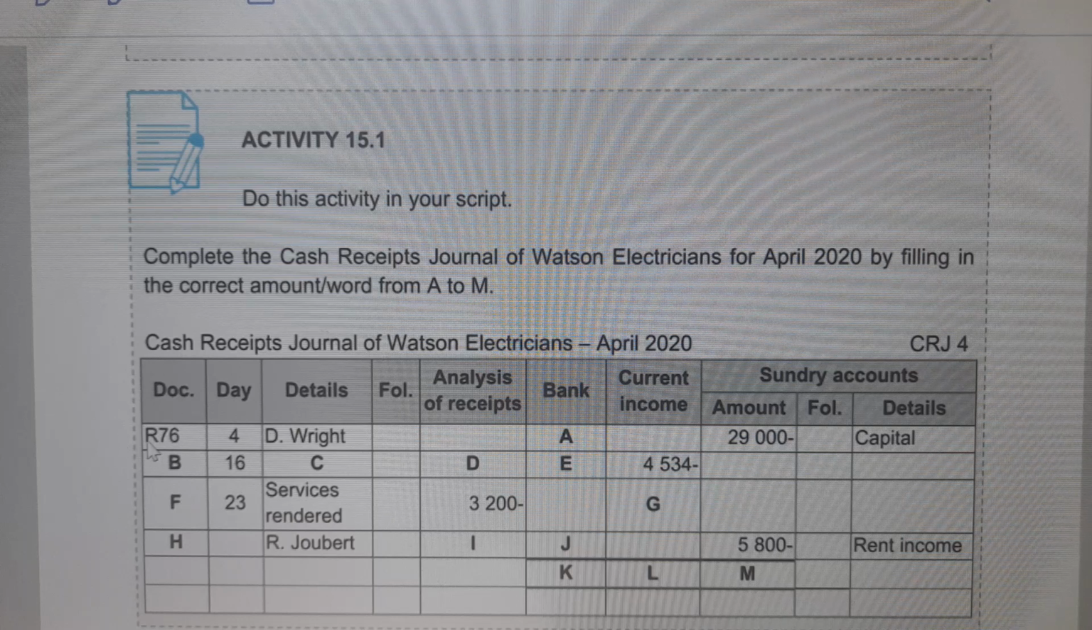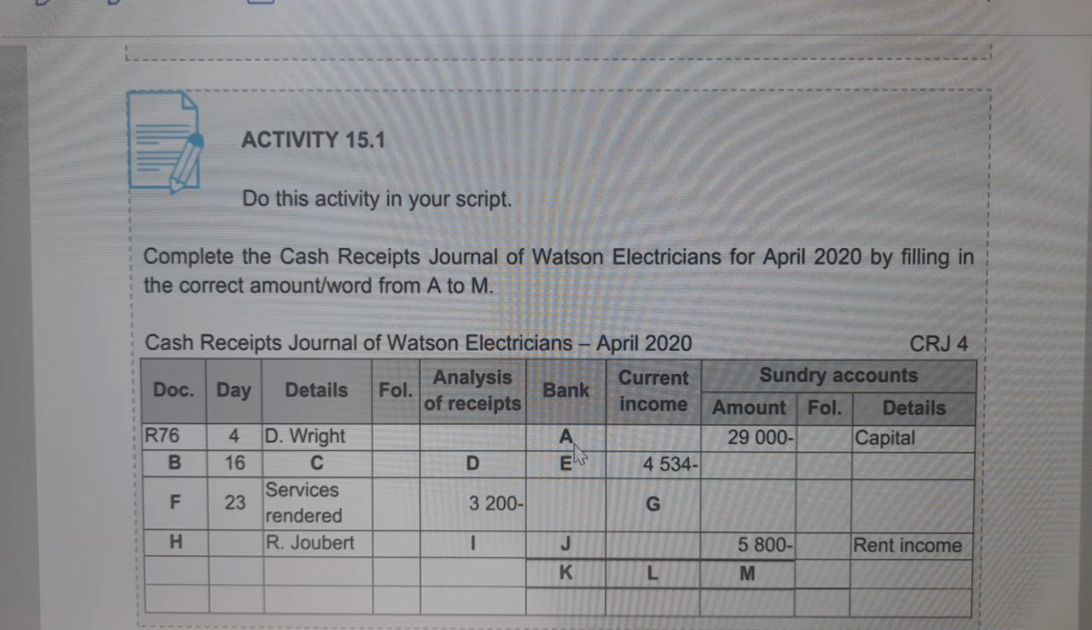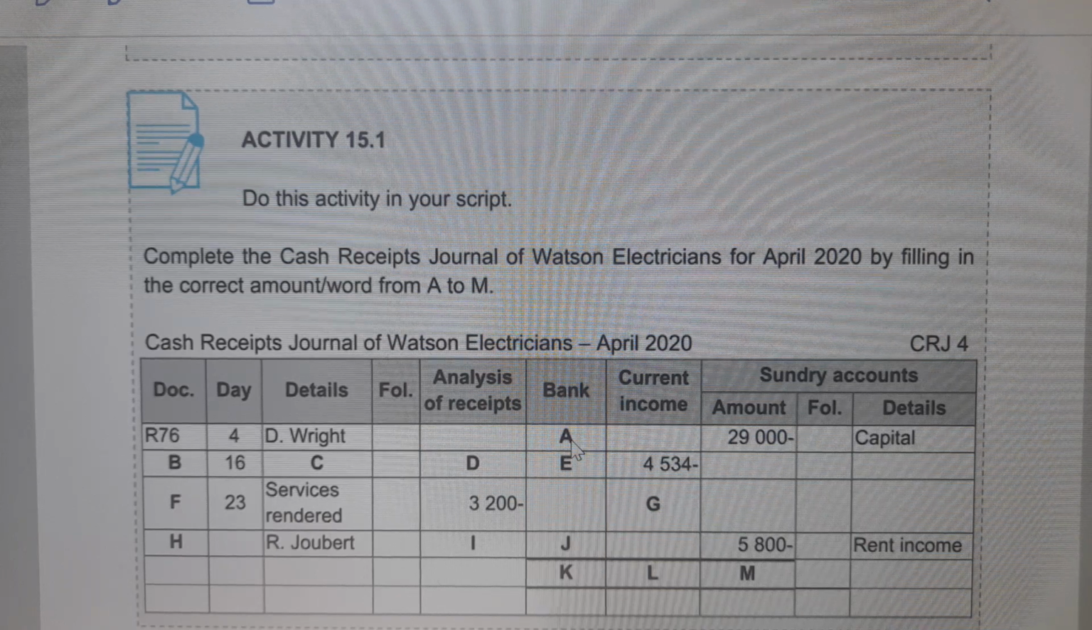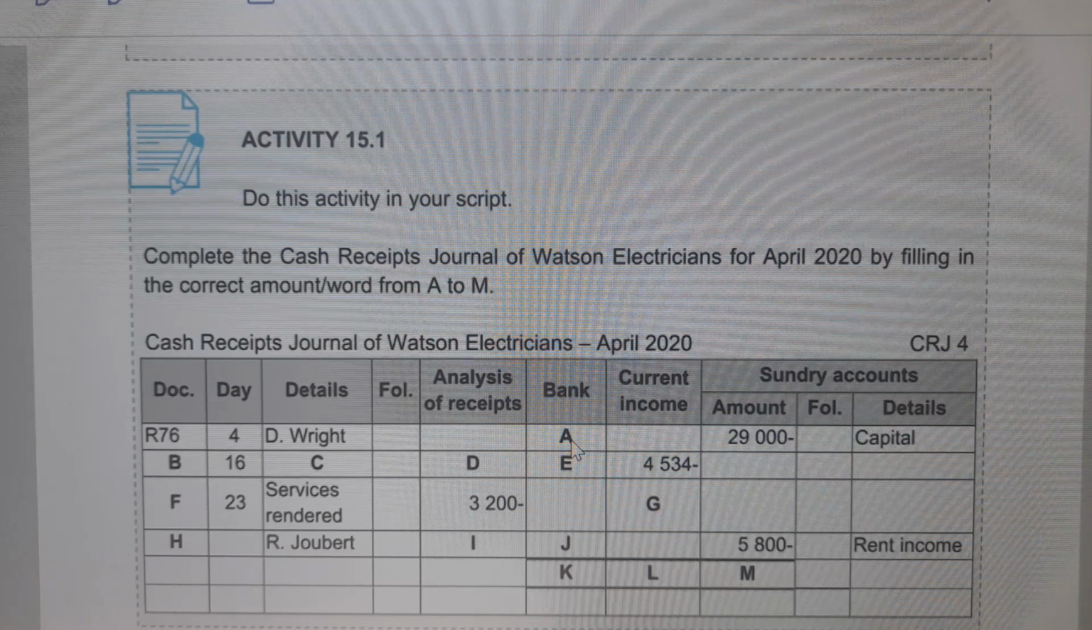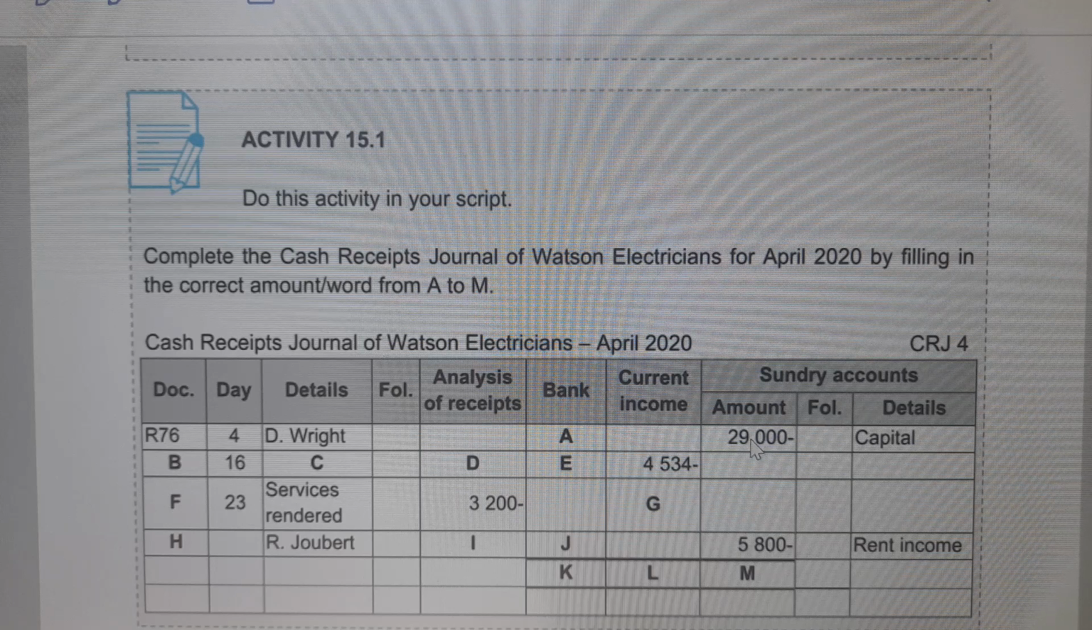The document is receipt number 76. It was for day number 4. The money is received from D Right, and the analysis of receipt, we skip and come to the bank. How much was received? It's 29,000 rand. We must put it here. It was not current income, so there's nothing here, but it was for the capital from the owner. If it's capital, we know it's from the owner, so D Right is the owner.